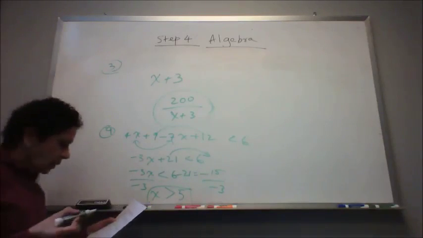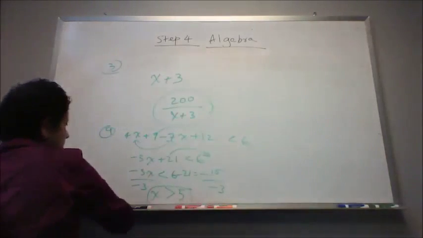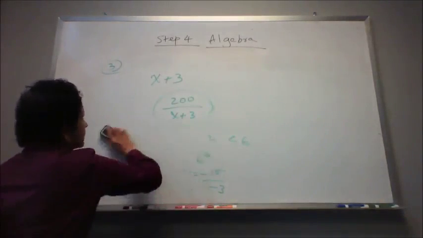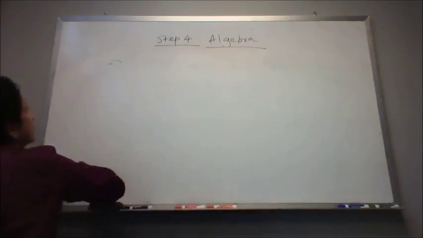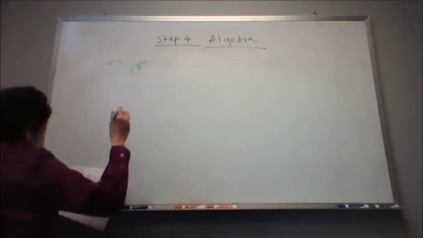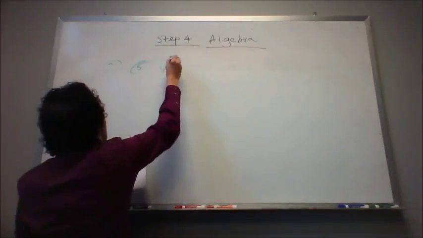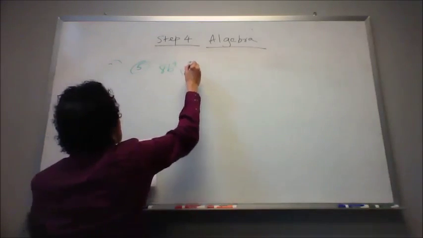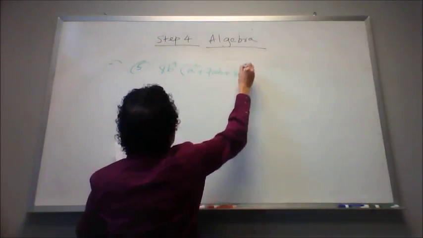So the next problem, let's erase this before we do the next problem. Okay, problem number 5. 8b to the 4, and then we have a squared plus 7ab plus 8c squared.